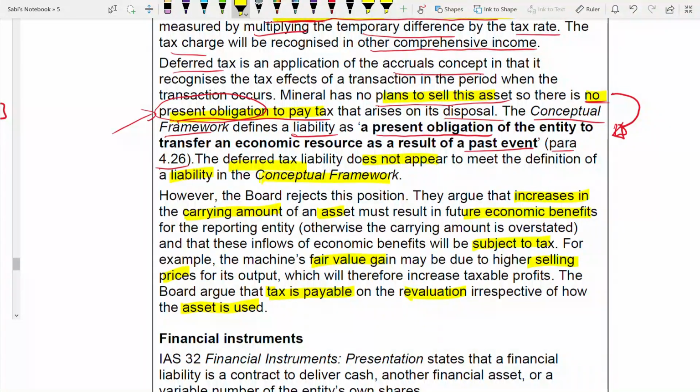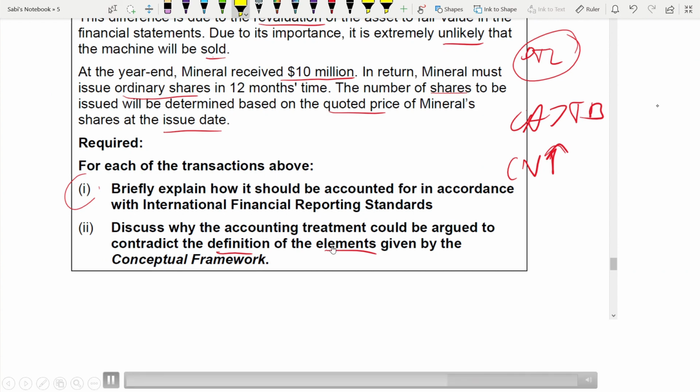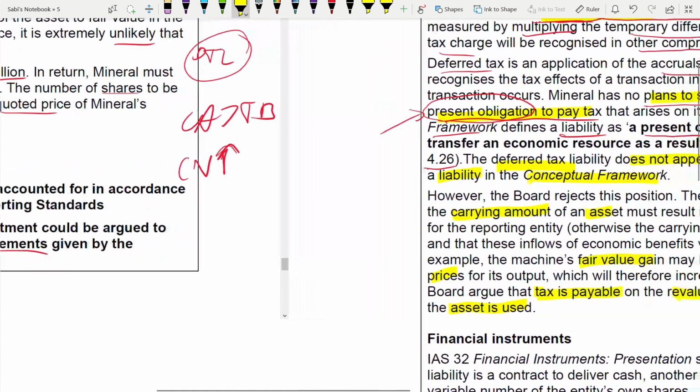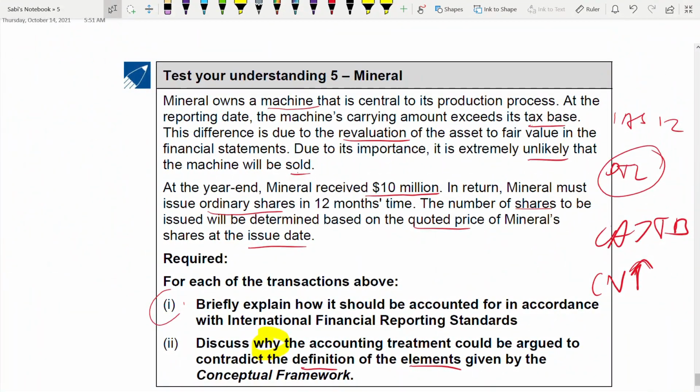So you have to talk about both justifications also, because the question did not say whether it meets the conceptual framework or not. The requirement is why. This why is very important. Why is it different? Because of the board's perspective, that they think tax will be payable and all. Okay.